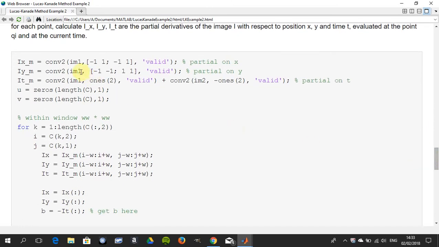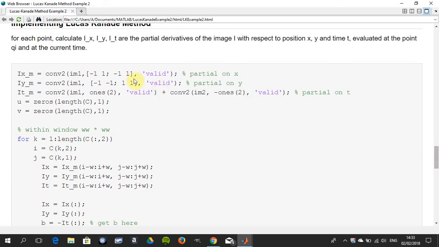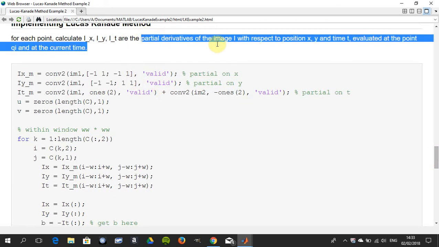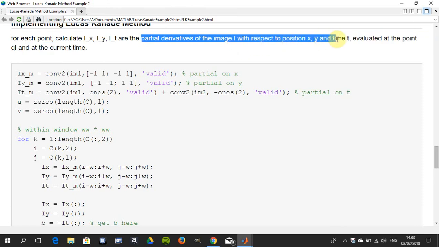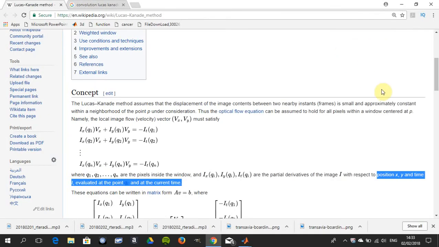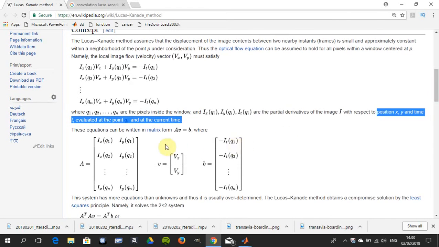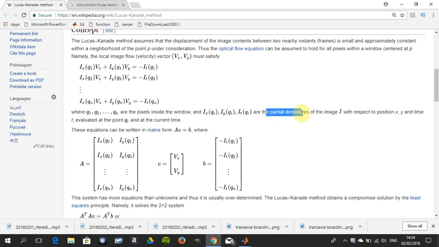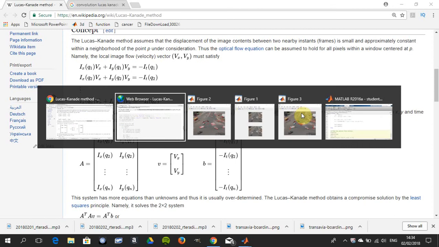Now we do a bit of convolution into 2D, and we're getting the partial derivatives of the image with respect to position x, y, and time t. So if I can just go back to here. So Wikipedia does there, we want to get the least squares solution of these lads here, of Ix, Iy, and It, and we get the partial derivatives. So just how do we get the partial derivatives in the code?